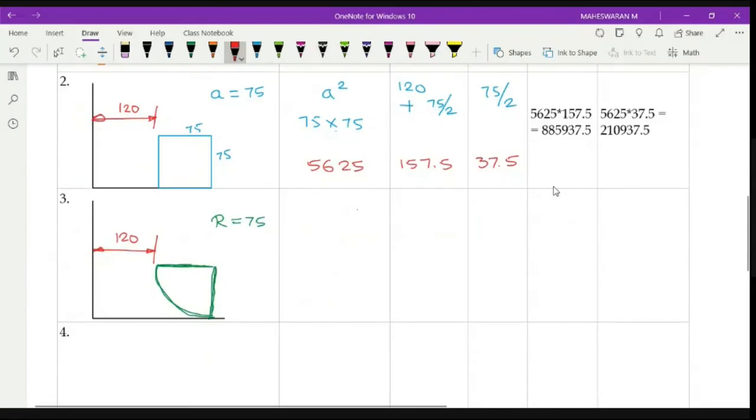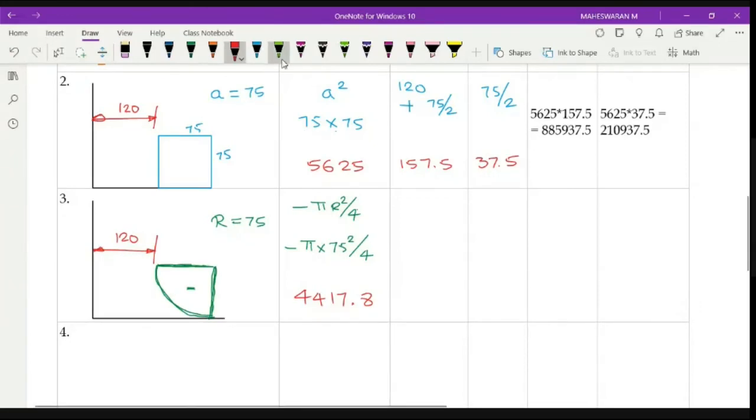Now we'll proceed with the same thing, but this is a negative one because I'm going to subtract it. So your area is minus 5r squared by 4, nothing but minus 5 into 75 squared divided by 4. What is the value? 4417.8. This is my area.